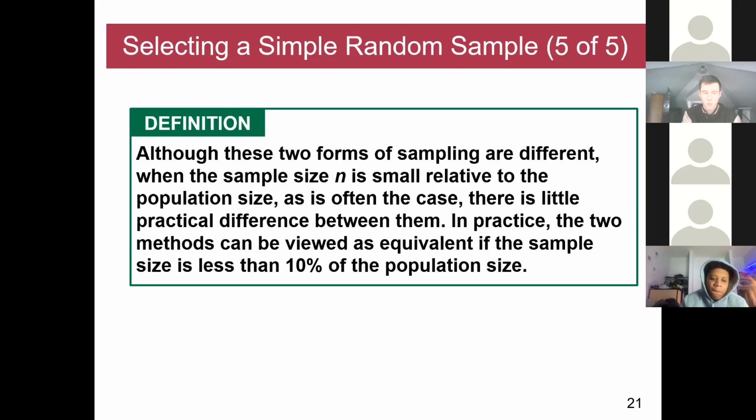So when you do sampling without replacement, the probability doesn't change very much. It changes very little. And so we can assume that the two methods, sampling with replacement and sampling without replacement, are about the same. So in practice, when the sample size, small n, is less than 10% of the population size, big N, then it's okay to sample without replacement because the probability doesn't change very much when we take somebody out.